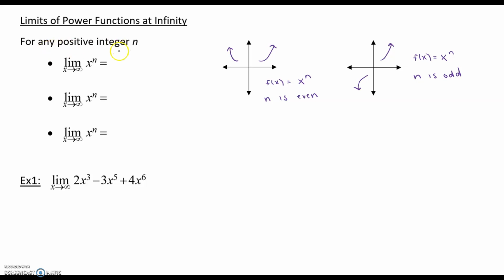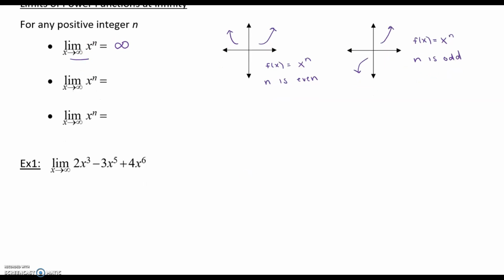So for any positive integer n, if we have the limit as x is going to positive infinity, oops, I messed these up. Okay, we'll fix it now. The limit as x is going to positive infinity of x to the nth power is going to equal infinity, always. And this is where I messed up, these two should be negative infinity.